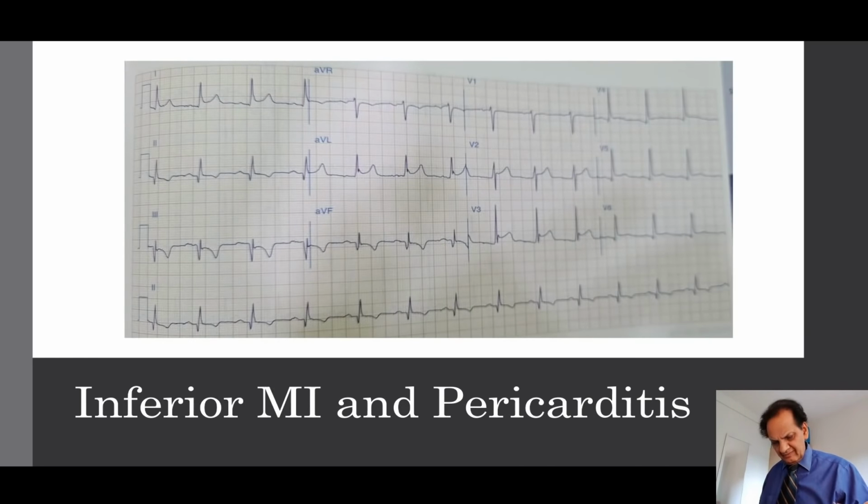Inferior wall MIs can also be accompanied by pericarditis, and this is one picture where there is a pericarditis also and the inferior wall MI is there. A good picture that way. You can see the other features of pericarditis. The PR segment elevation in AVR is very clearly visible here.